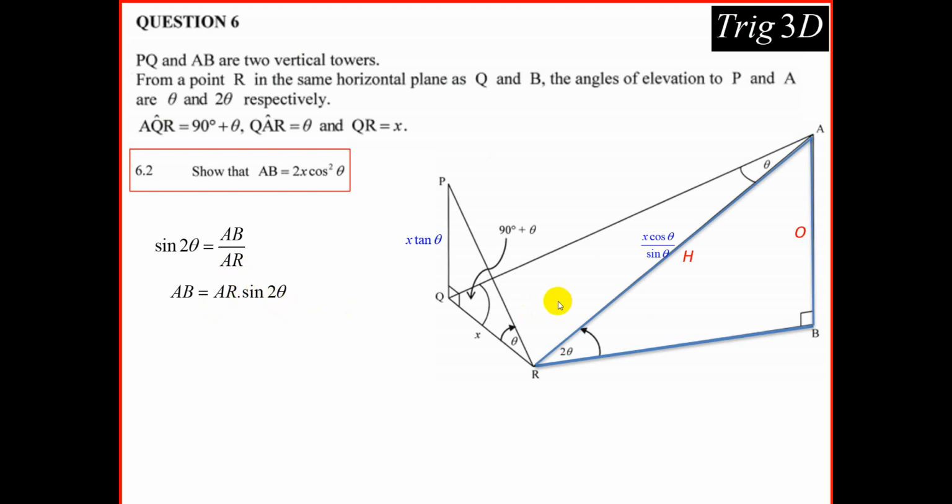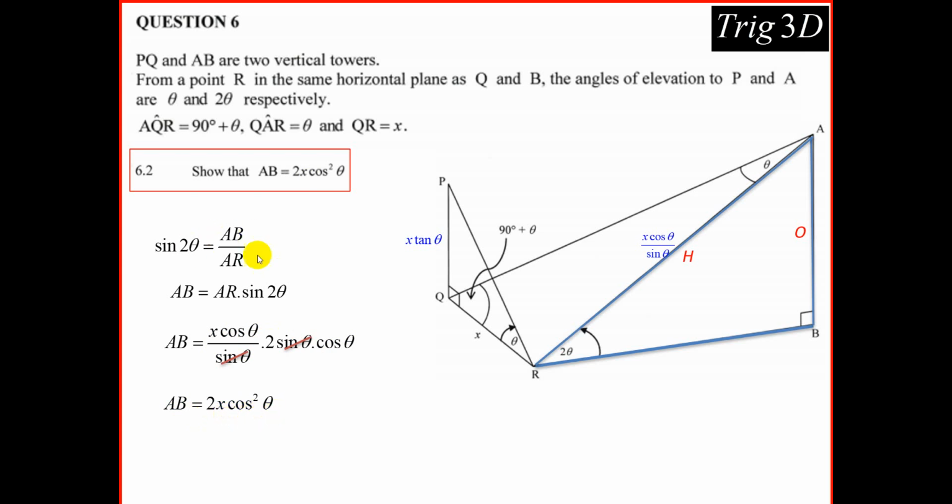We can replace AR with x cos theta over sine theta. And remember, sine 2 theta is a double angle. So AR, we have x cos theta over sine theta. Sine 2 theta, double angle, 2 sine theta cos theta. And we can put this over 1 and we can cancel the sine thetas. And on the top, we've got cos times cos, which gives us x cos squared theta, and there's a 2 as well. We're going to bring the 2 to the front. And you'll notice that's what they wanted. AB is equal to 2x cos squared theta.